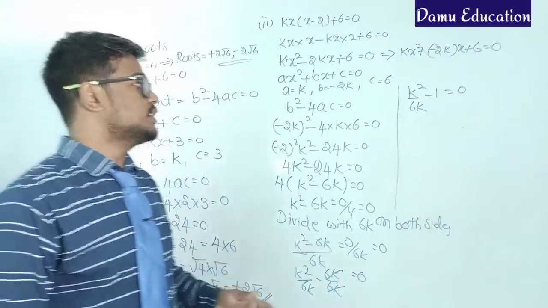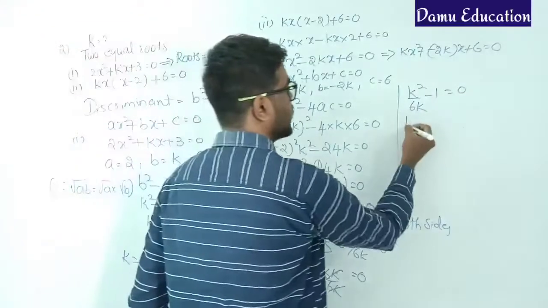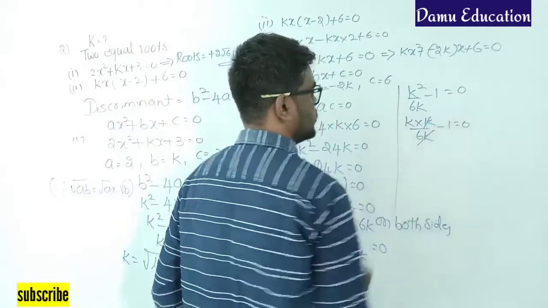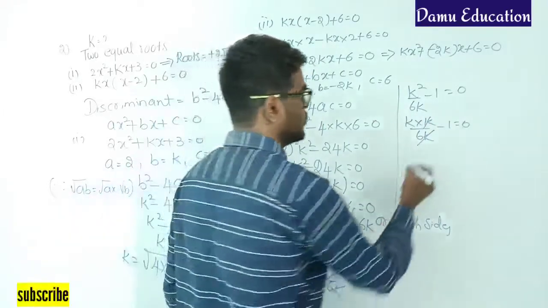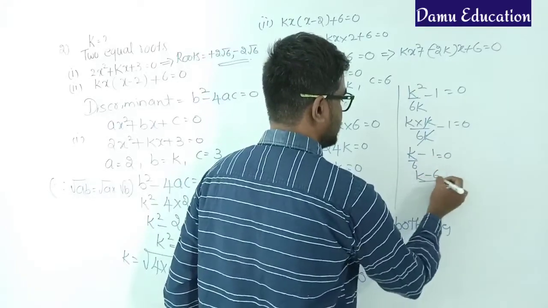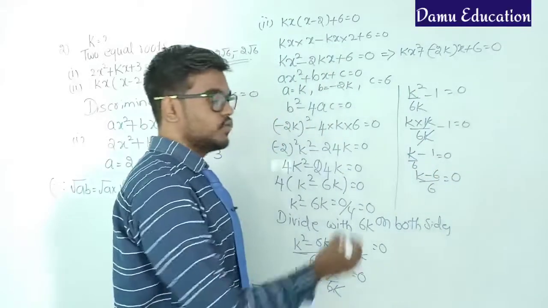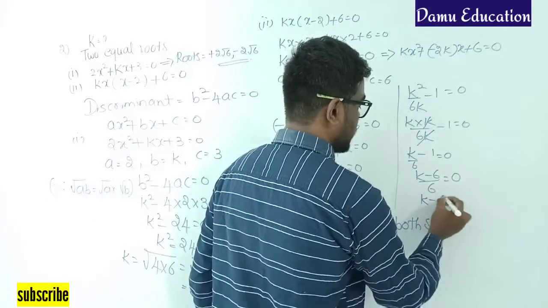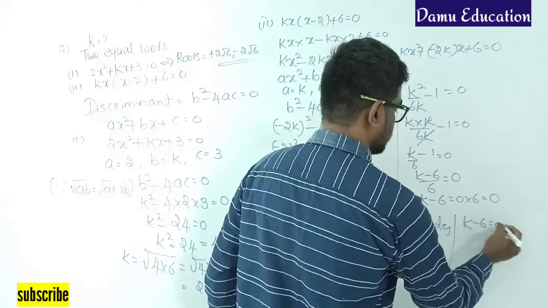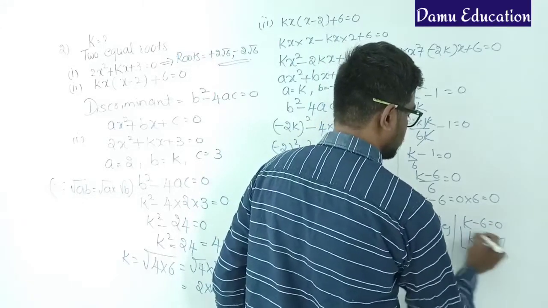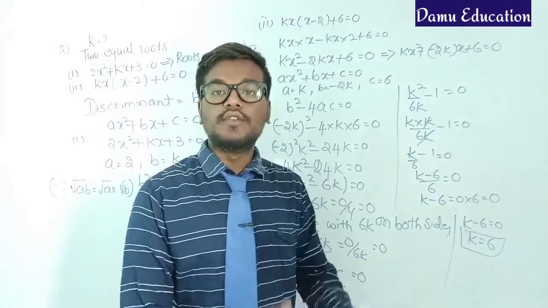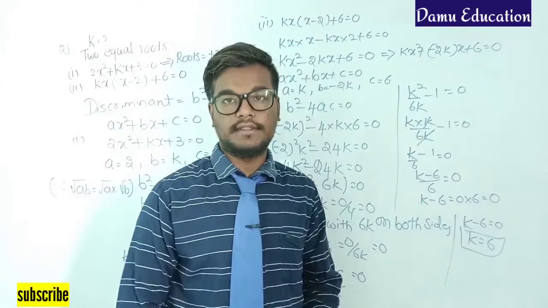Here k into k by 6k, and k cancels, giving k by 6 minus 1 equal to 0. Taking the LCM, k minus 6 by 6 equals 0, so k minus 6 equals 0 into 6, that is 0. Then k minus 6 is equal to 0, so k is equal to 6. So we got k is equal to 6. Like this we have to find it.